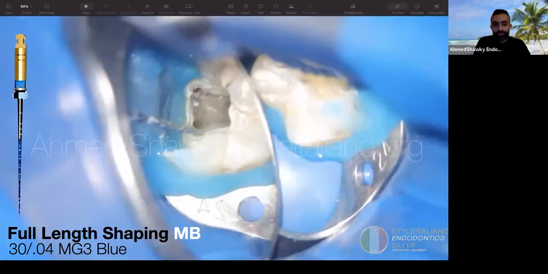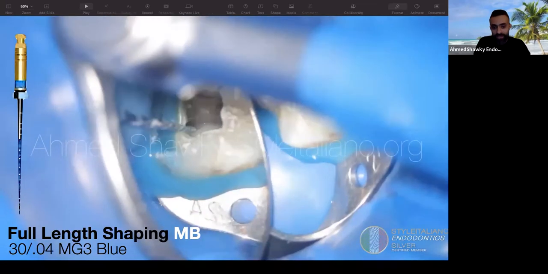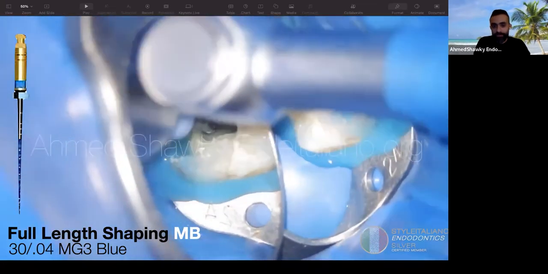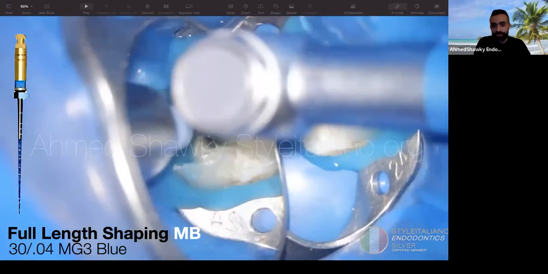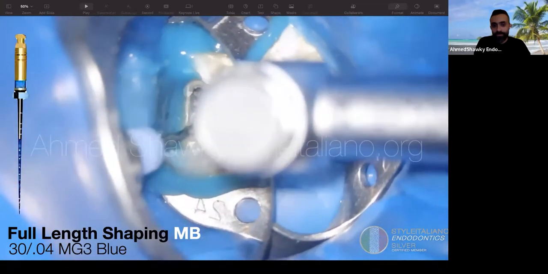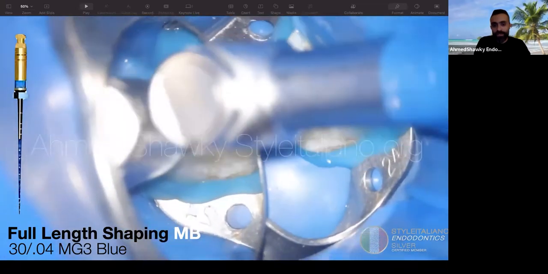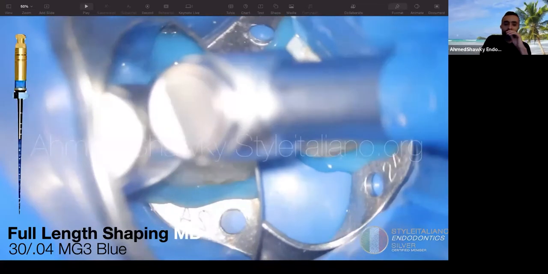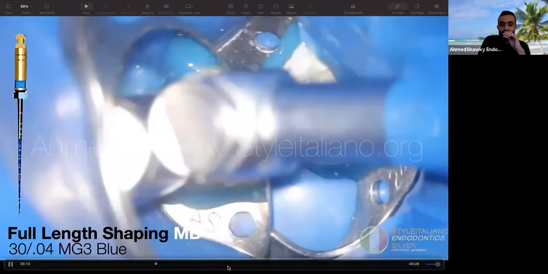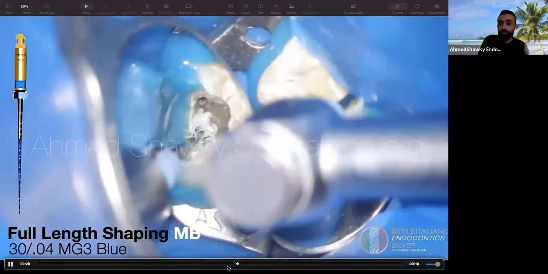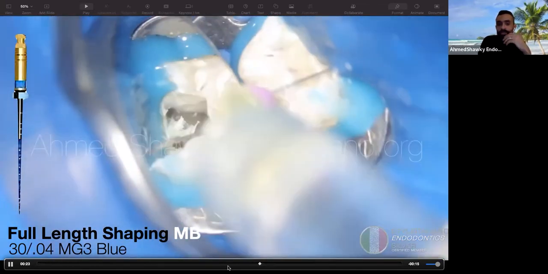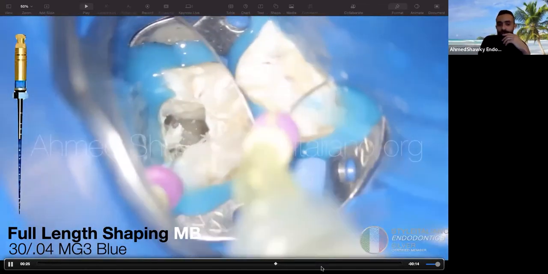Then we go to the other root canal. This is the mesiobuccal. Easy on the file, smooth. And you can see that it is extruding debris to the coronal part. You irrigate to flush out debris.